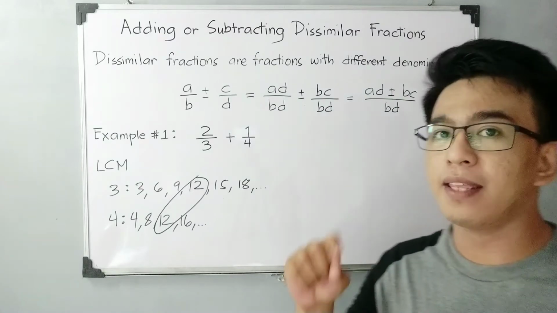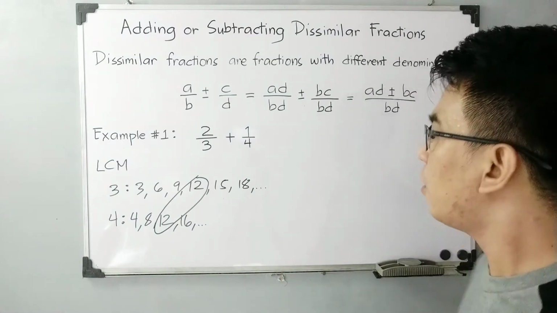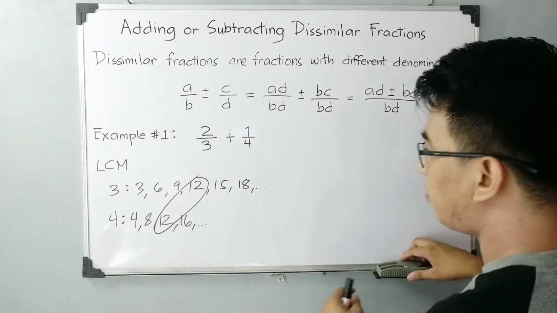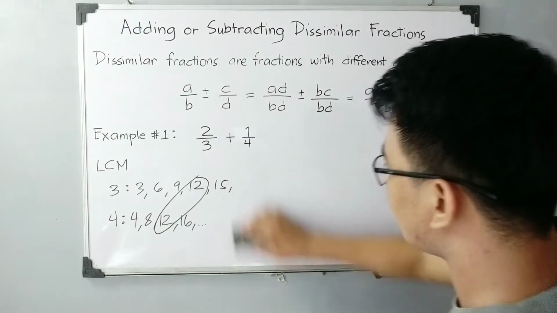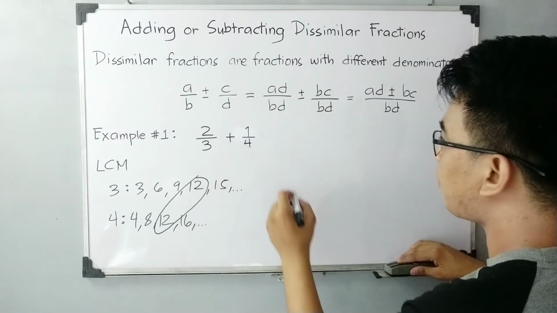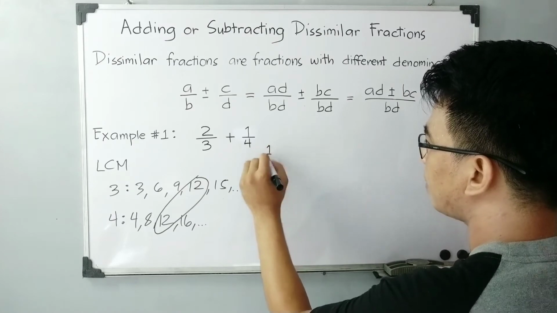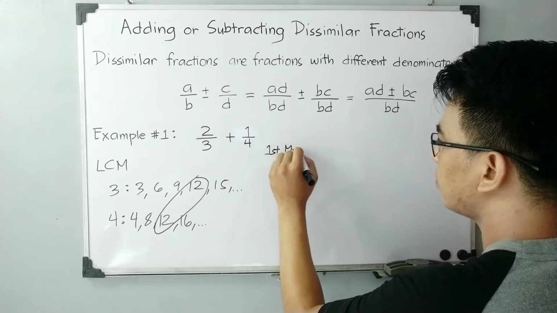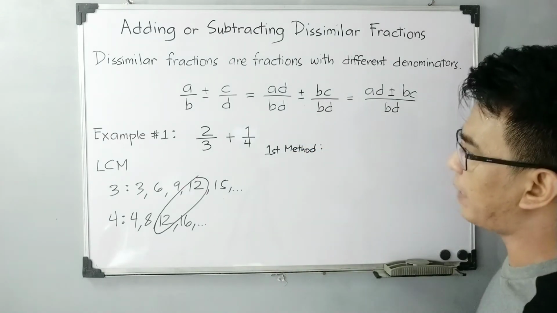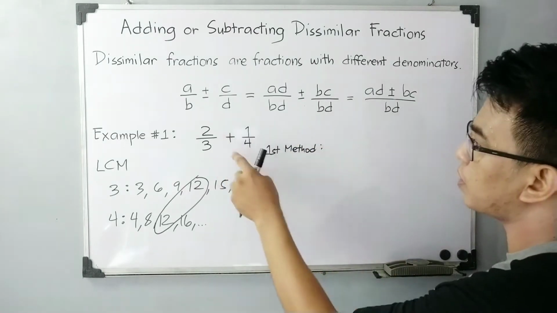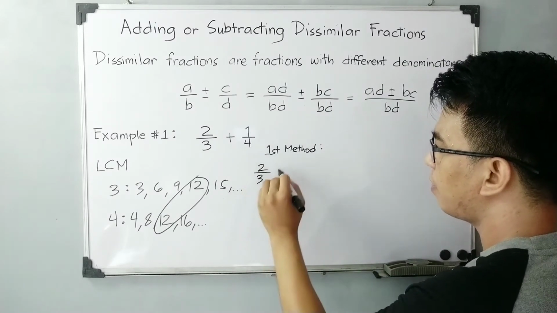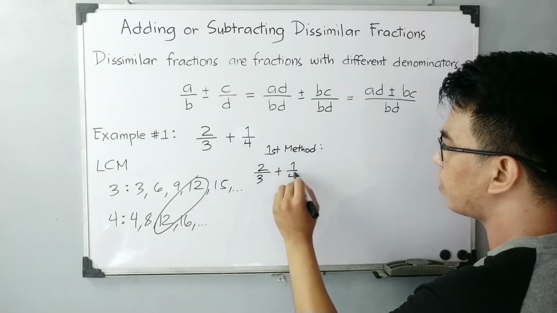Okay, so let's start with the common method na ginagamit. Yung first method natin is simply finding the LCD. So, buburahin ko muna ito para magkaroon tayong enough space. Okay, so let's have this example. For the first method, we have 2/3 plus 1 over 4. So, lagay muna natin 2/3 plus 1 over 4.